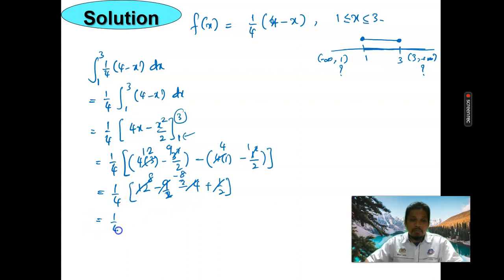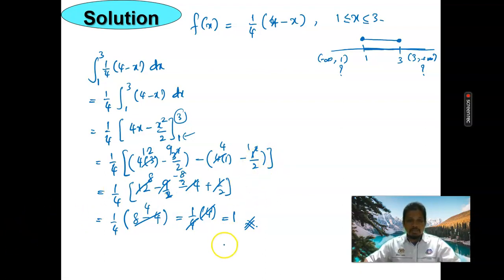Okay, so now 1 over 4, 8 minus, okay, 8 over 2 equal to 4. So 8 minus 4 equal to 4. Then 1 over 4 times 4 equal to 1. There you go.